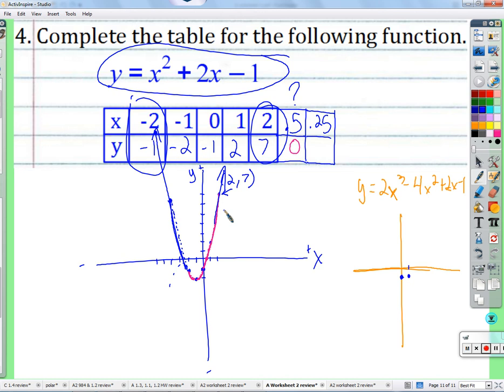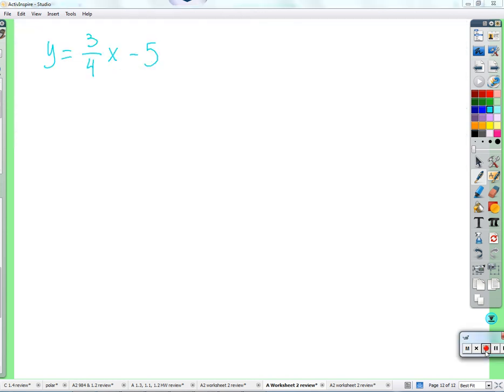In fact, I got a negative 1 here and a negative 1 here. I got a 7 here and a 7 here. This even seems to be symmetrical. It seems like there's a mirror right in the middle. So if this keeps going up, I'll bet this one does too. And that's a good guess, and it happens to be correct. Let's go ahead and take a break for a few minutes.